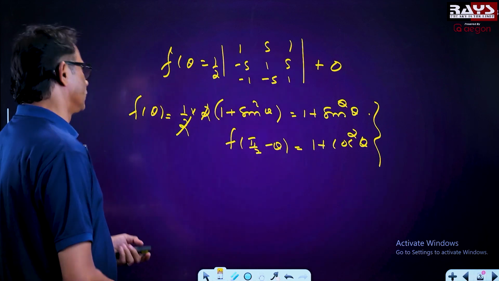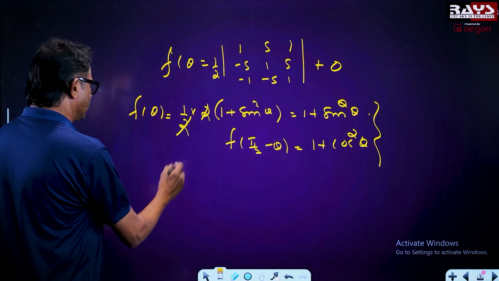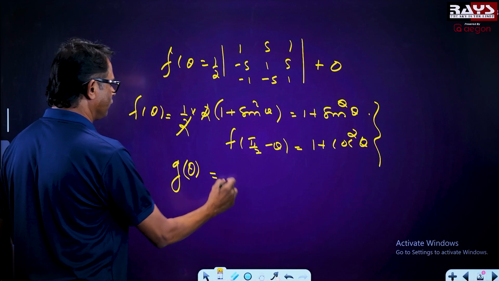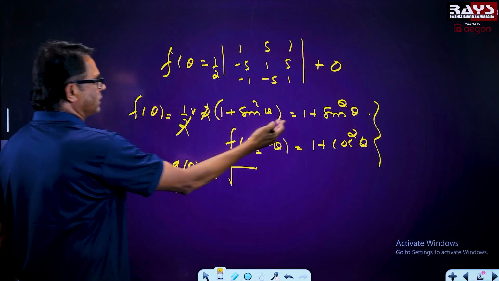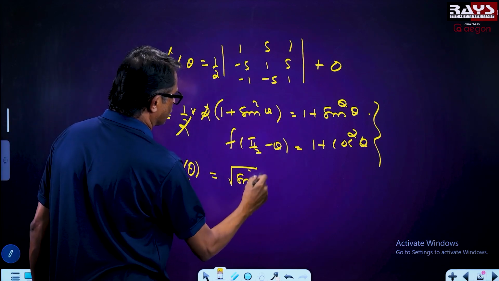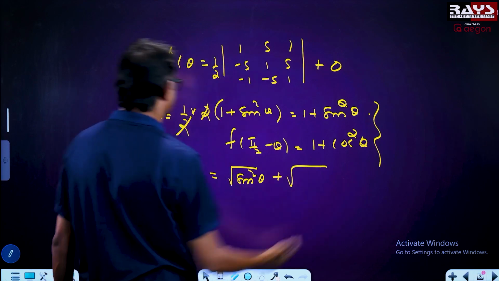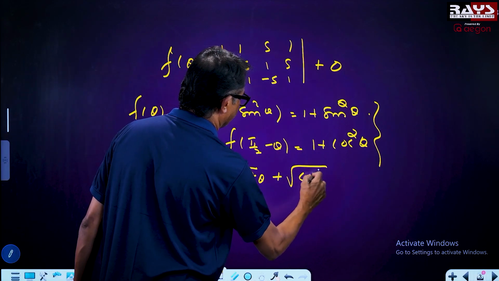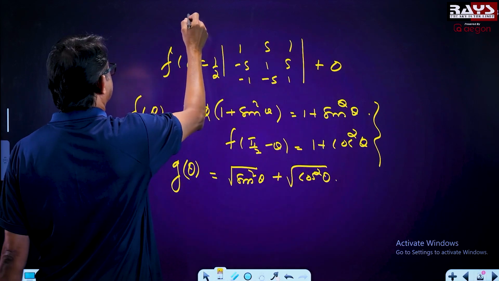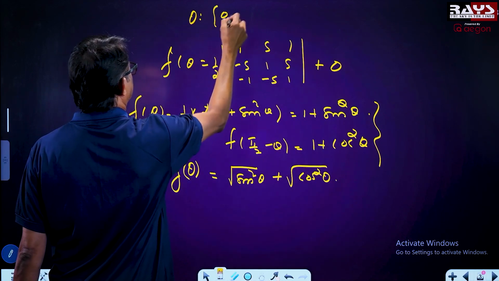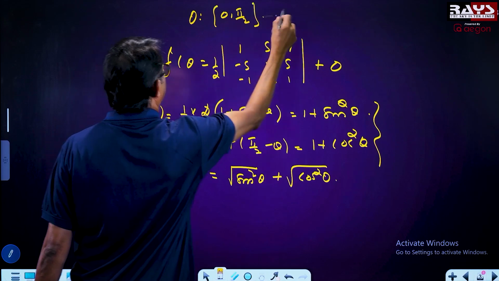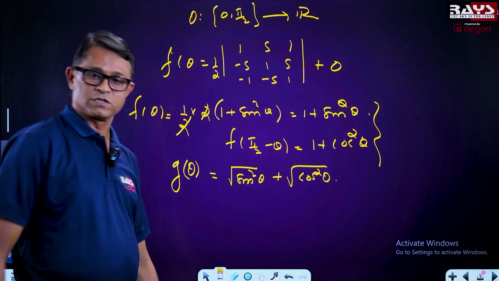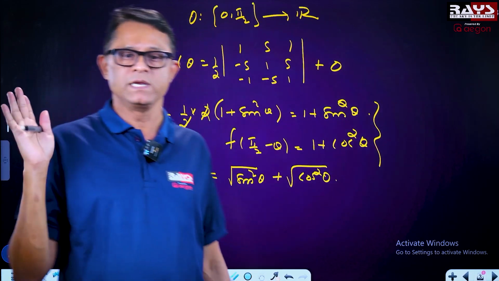So f of pi by 2 minus theta is 1 plus cos square theta, and g of theta is equal to what? f of theta minus 1 is sin square theta, so root of sin square theta, plus again f of pi by 2 minus theta minus 1, that is root of cos square theta. And moreover, theta is from 0 to pi by 2, so the domain is in the first quadrant.